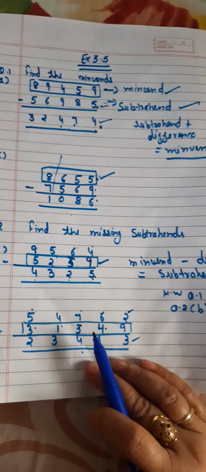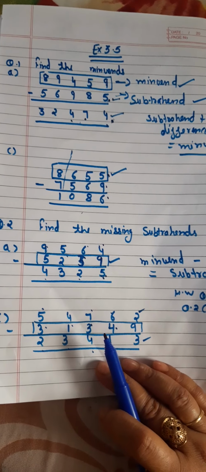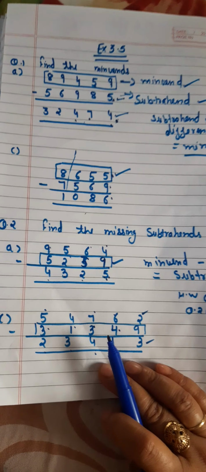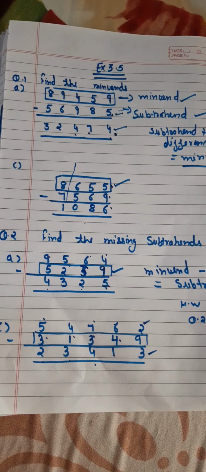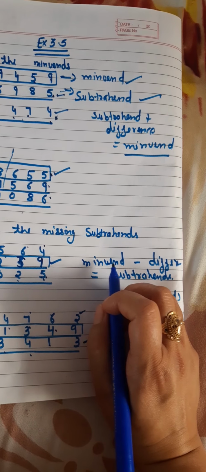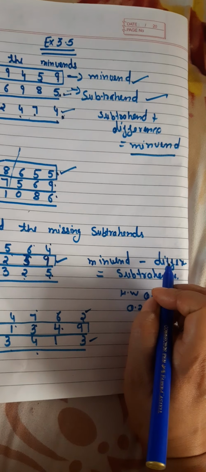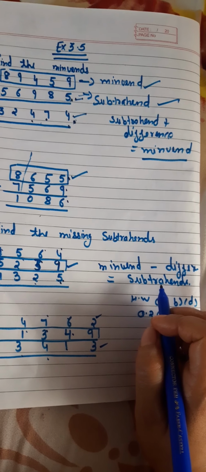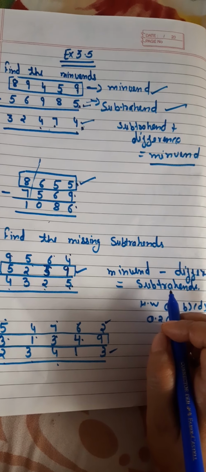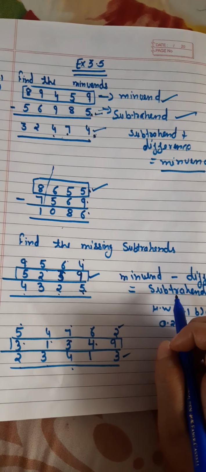Now the question number 2, find the missing subtrahends. Now here the subtrahend is missing, minuend and the difference are given to you. So for calculating the subtrahend, just do the subtraction between your minuend and the difference. From the minuend, if we subtract the difference, we will be able to calculate our subtrahend. Clear? So minuend minus difference is equal to your subtrahend.